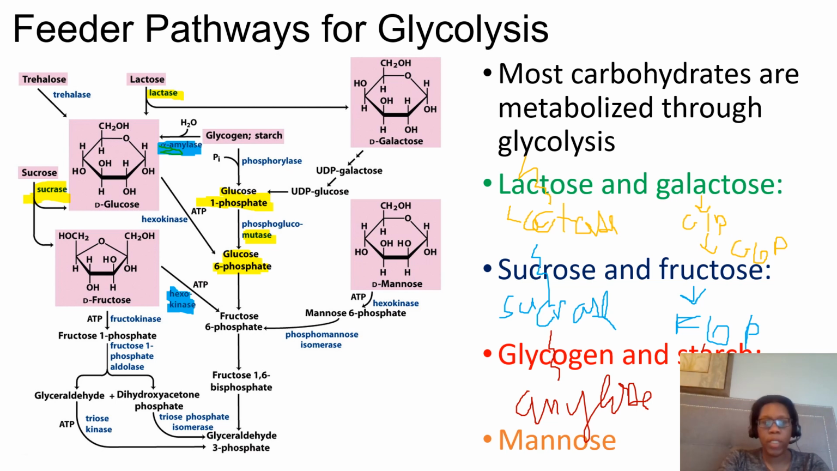Our last one here is mannose. So mannose gets turned into mannose 6-phosphate by hexokinase, and then it gets isomerized to F6P. So mannose has two steps. So we're going to create M6P.